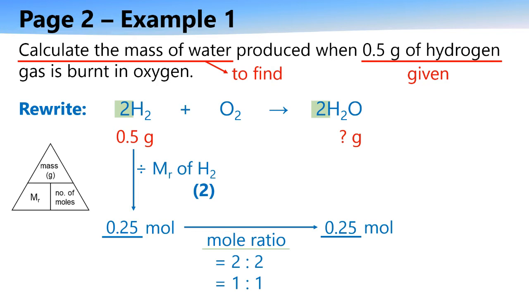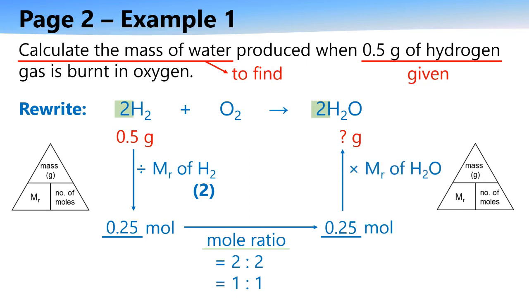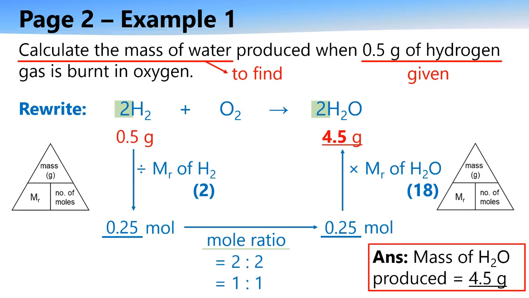Now that I have the number of moles of water, I can find the mass of water produced. So from moles, how do I convert to mass? It's similar to just now. Now that I have the number of moles, I can multiply by the mR to get the mass of water. So what is the mR of water? Hydrogen is 1 and oxygen is 16, so the total will be 18. So the mass of water produced would be 0.25 times 18, which is 4.5 grams. And that is the answer for this question.